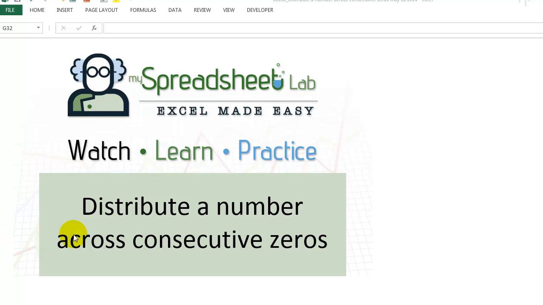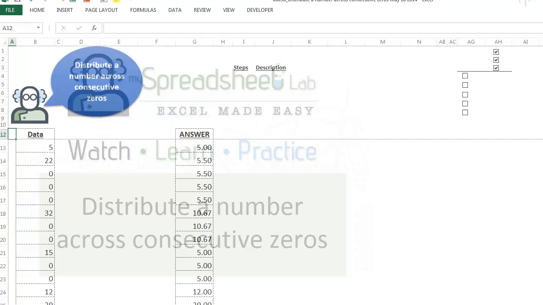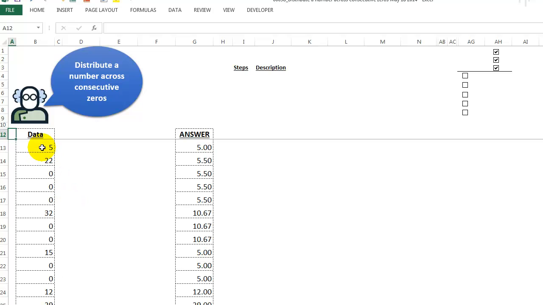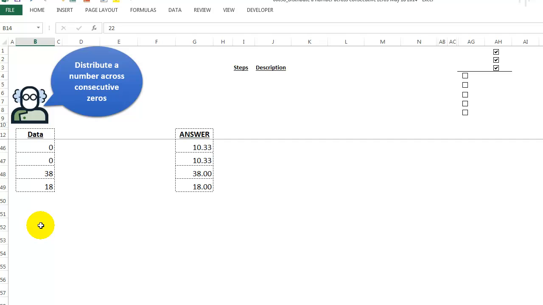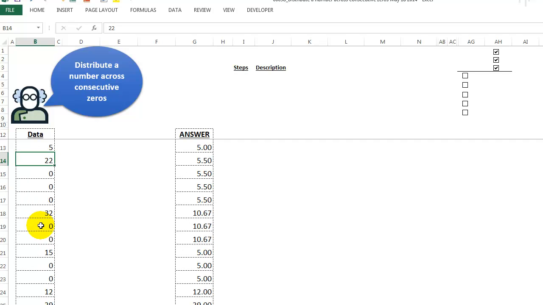We want to distribute a number across consecutive zeros. So the easiest thing is just to take a look at the data here. So we have a 5, a 22. We have numbers going down. I only have about 50 numbers, but you could have hundreds or thousands of numbers.